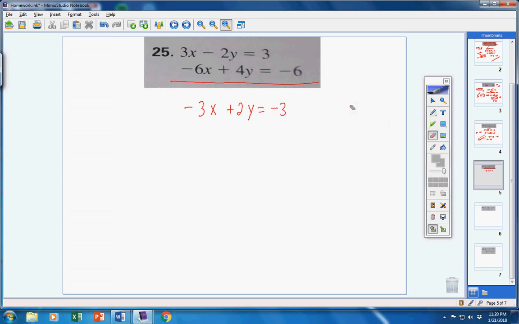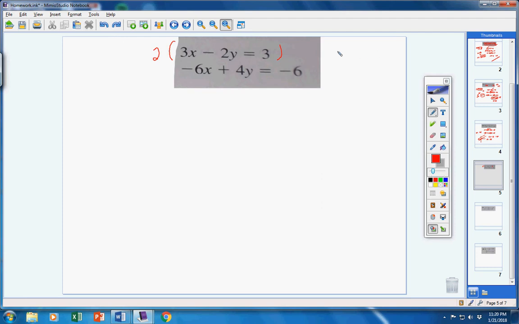So, obviously, nothing cancels out. So, we're going to have to either eliminate our x's or our y's. Okay? And really, either one's fine. For me, I'm going to get rid of my x's. So I have a 3 here. If I multiply the top equation by 2, that'll give me a positive 6 here, which will cancel with my negative 6.